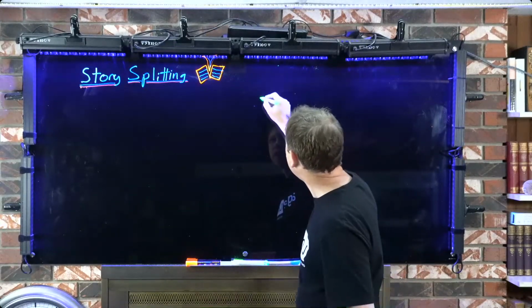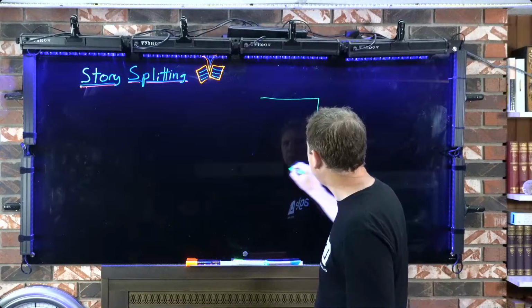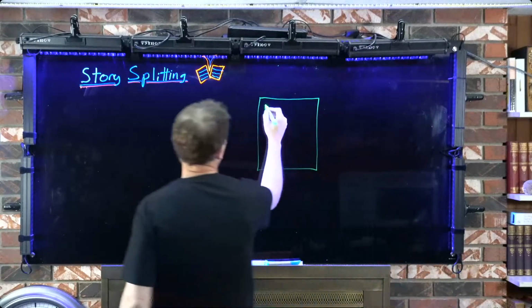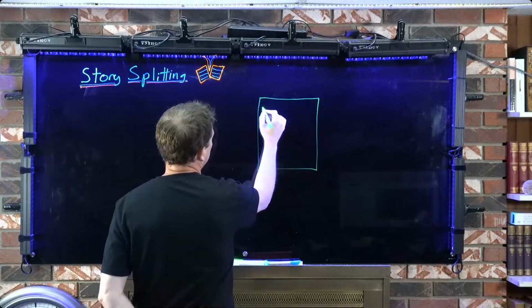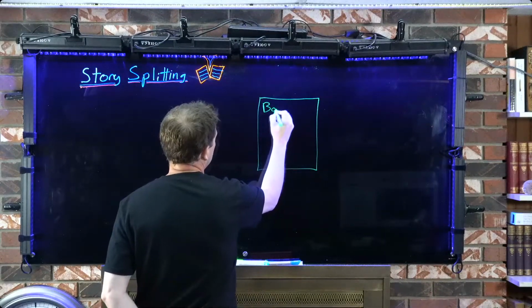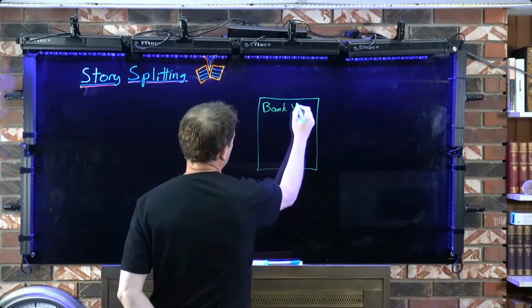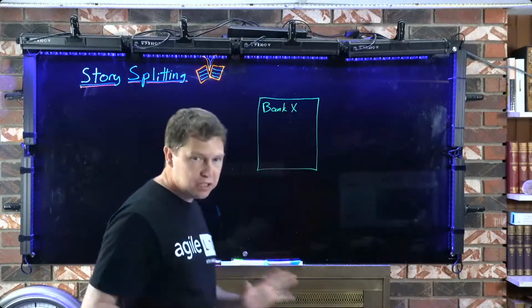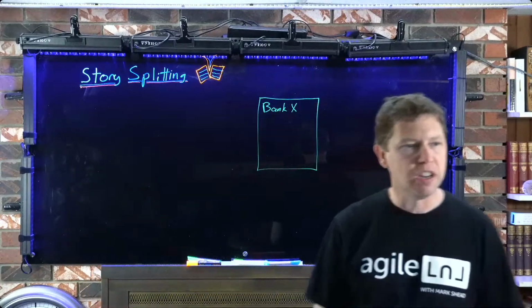So what we're looking at right here is, we'll go and draw a page. Just to make sure everybody's clear on how stupidly simple this is, and this is going to be Bank X. Okay, so that's all we're talking about. There's nothing on the page except for the name of the application.